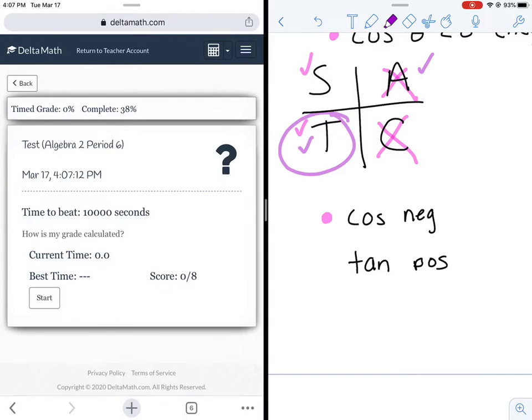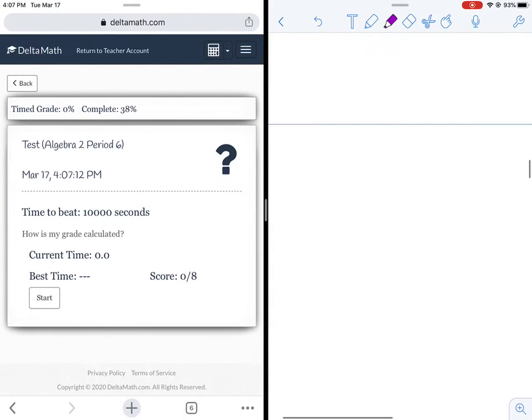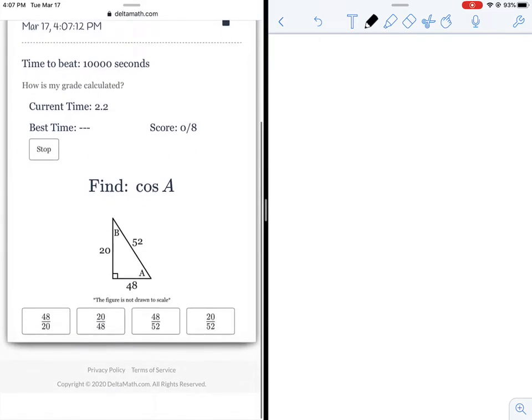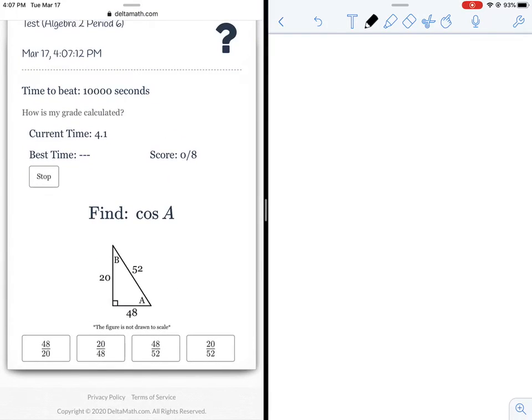The second part is a review all the way back to the first day. Now, this Delta Math assignment is a little different. I've actually never done one of these, so I'm not sure how this is going to go, but I think that you guys will be fine with this. So this one has like a clock, and you have to beat 10,000 seconds. I made it a lot of time so that you have plenty of time to do it. So if you hit start, don't worry about that time. Just worry about the questions, okay?